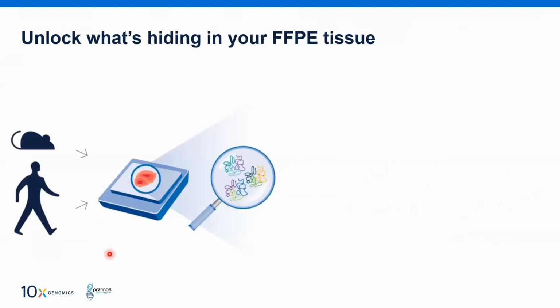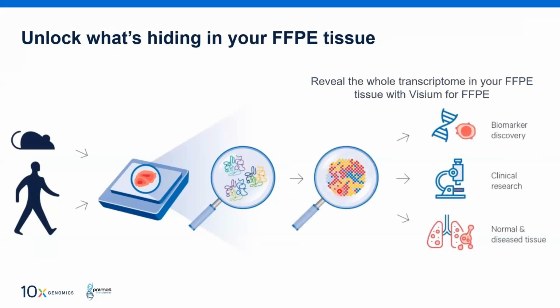Now we have enabled it on human and mouse FFPE sections, where by using probe chemistry, we have synthetic probes that are specific to all the 18,000 genes in human and 20,000 genes in mouse. And using this synthetic probe chemistry, we are able to capture the data from the FFPE samples. So that will help you to generate data for biomarker discovery, for clinical research, and normal and diseased studies can be done from the tissue sections.